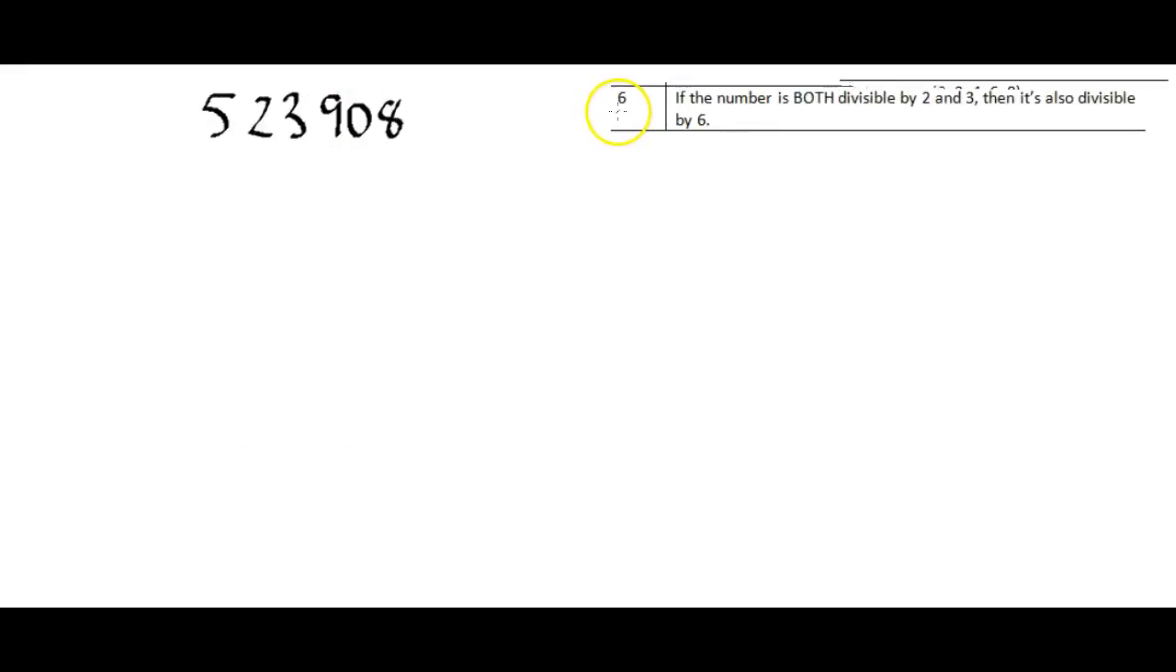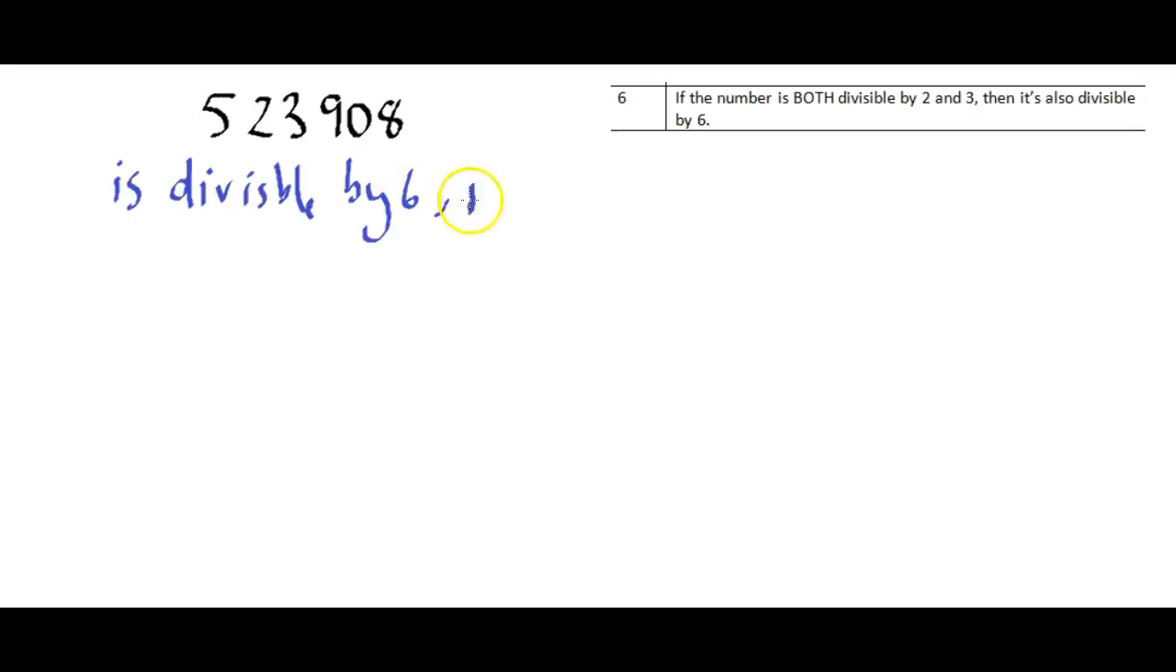Okay, let's check the test for 6. If my number is both divisible by 2, in fact it is because it ends in an even number, and 3, then it's also divisible by 6. Now I just showed before that it was divisible by 2 and 3. So my number is divisible by 6, because it passes the test for 2 and 3. So 6 is covered.